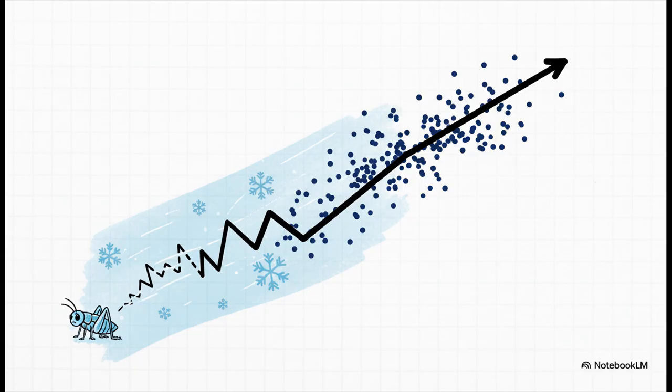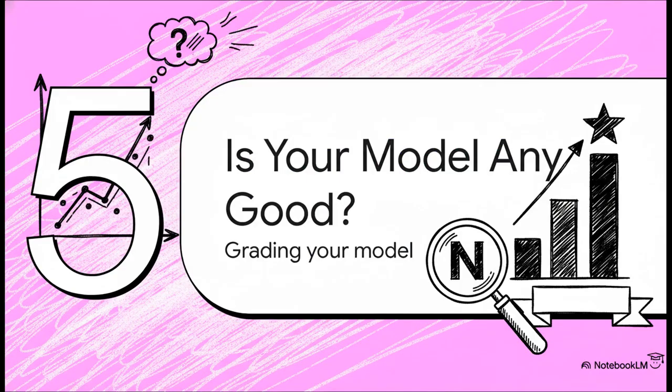Our cricket model is a perfect example of this. The math might predict that at 40 degrees, the crickets would just chirp a little slower. But in the real world, nope. They stopped chirping completely below about 50 degrees. Reality changed, and our model broke down. It's no longer valid.